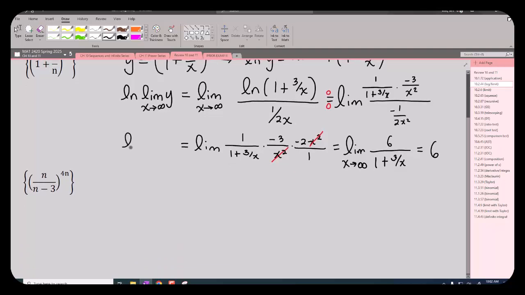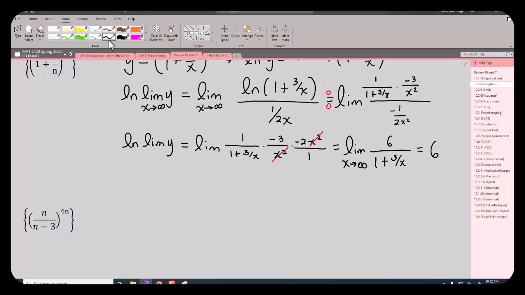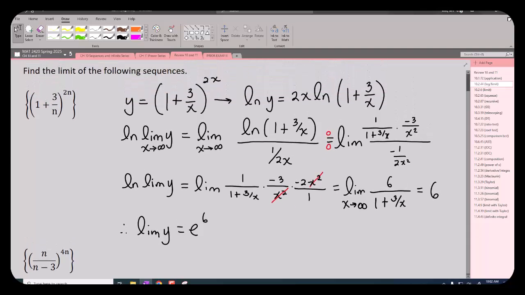And on the left-hand side, you still have this natural log of the limit of y. And so we have to do one more thing. And that one more thing is to do what to both sides? Exponentiate. So if we exponentiate, therefore, the limit of y, which is what our goal was, find the limit of that function y, is e to the 6. So that shows us why the limit of that is e to the 6. So this is a sequence. The sequence converges to e to the 6.